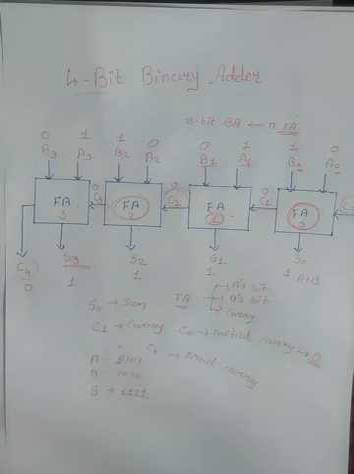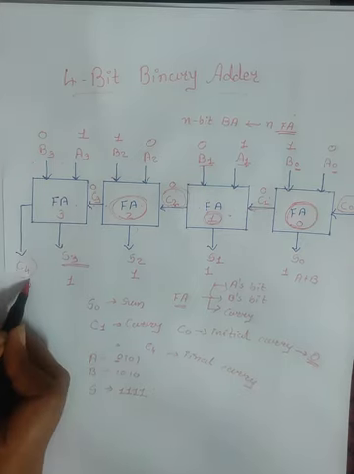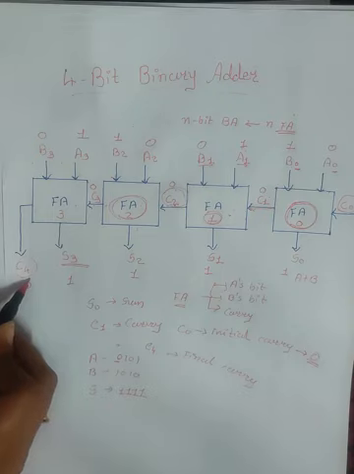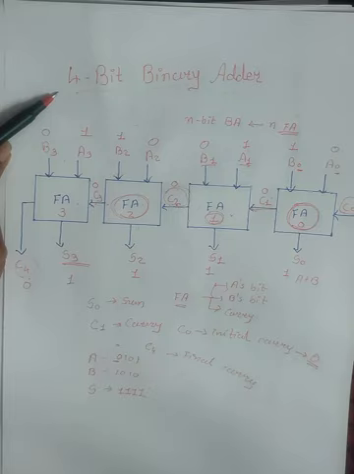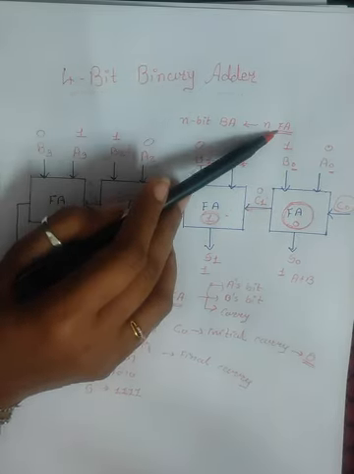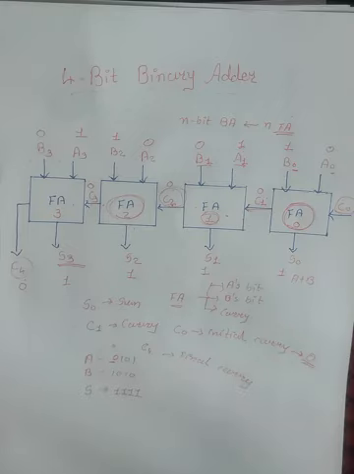Based on our criteria, we can keep this carry or discard it. It depends on us. So this is a basic 4-bit binary adder. You can create it using full adders. As I told you earlier, this is for 4 bits, but you can create it for 8-bit, 6-bit, any number of bits. Just keep in mind that for the number of bits you are using, you need the same number of full adders. I hope you understood this. Thank you very much.